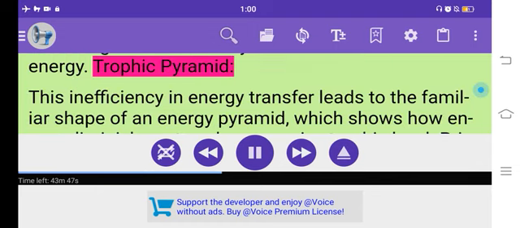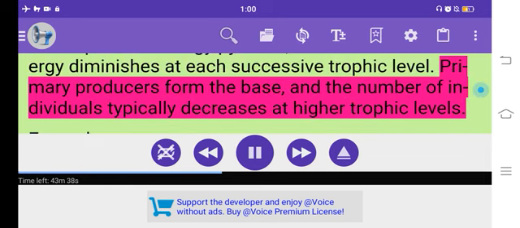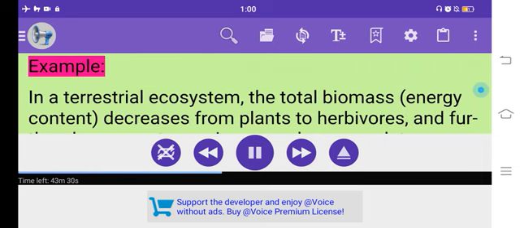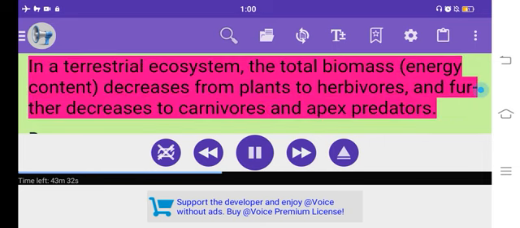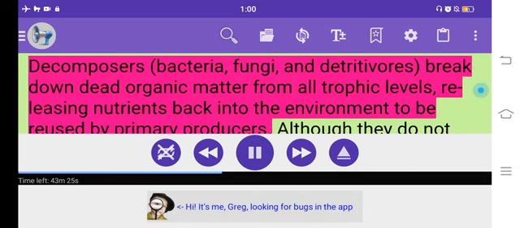Trophic pyramid. This inefficiency in energy transfer leads to the familiar shape of an energy pyramid, which shows how energy diminishes at each successive trophic level. Primary producers form the base, and the number of individuals typically decreases at higher trophic levels. Example: in a terrestrial ecosystem, the total biomass energy content decreases from plants to herbivores, and further decreases to carnivores and apex predators. Decomposers. Decomposers, bacteria, fungi, and detritivores break down dead organic matter from all trophic levels, releasing nutrients back into the environment to be reused by primary producers.